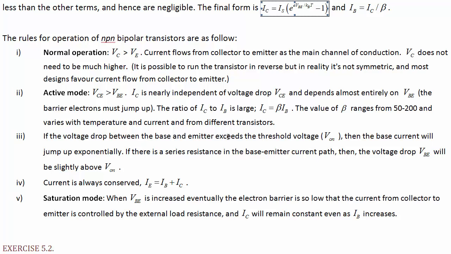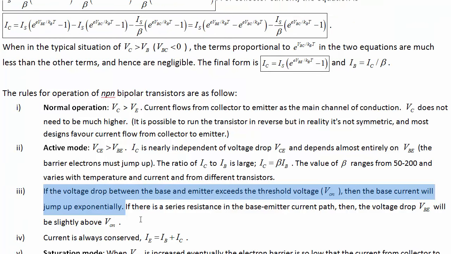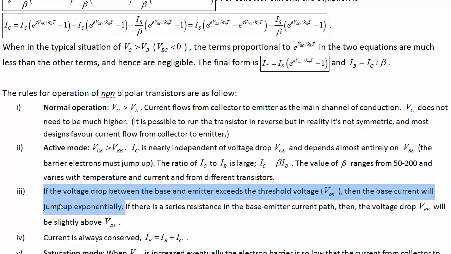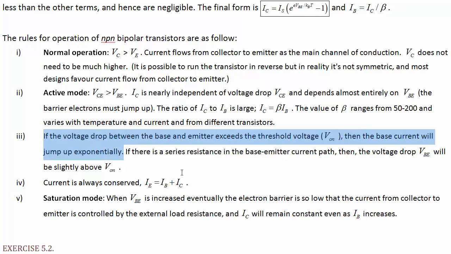If the voltage drop between the base and emitter exceeds the voltage threshold, the base current will jump up exponentially, of course, because the base emitter is just a diode. So you have to be careful not to just try to apply some massive voltage between base and emitter in order to get your collector current to fly up a lot. That's just going to be sinking too much power into the transistor. It is just a diode from base to emitter.